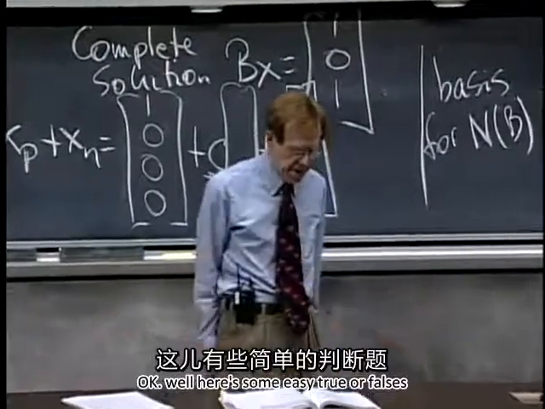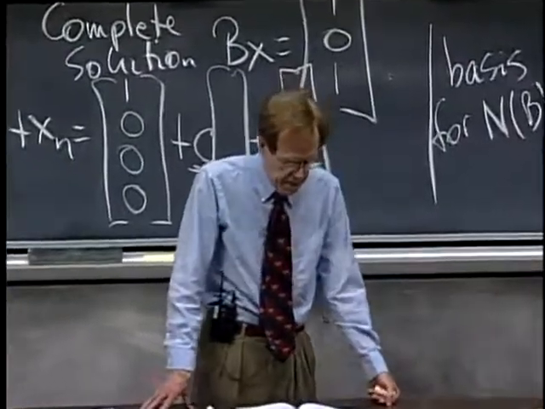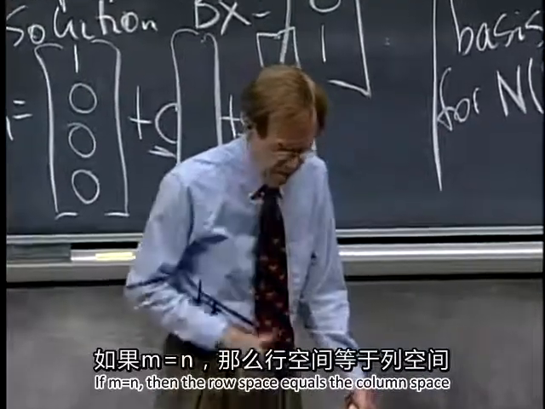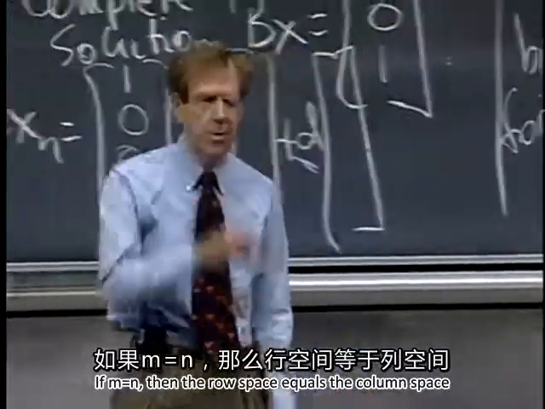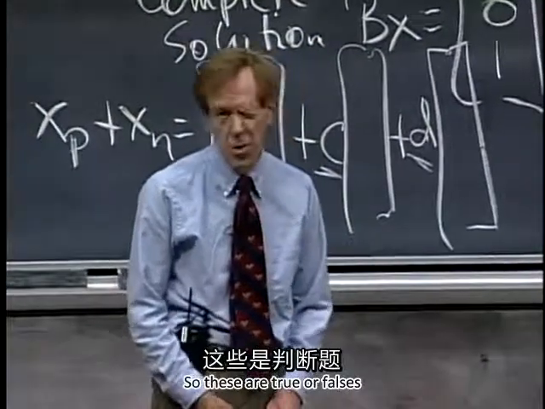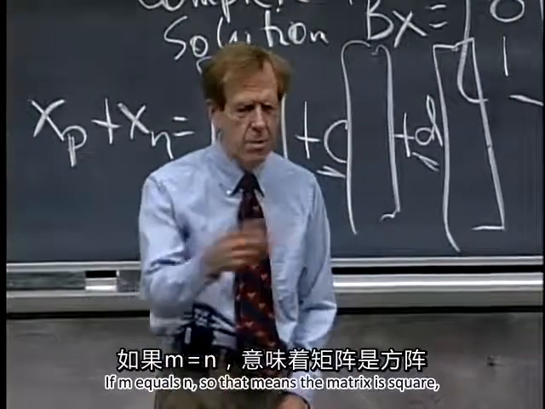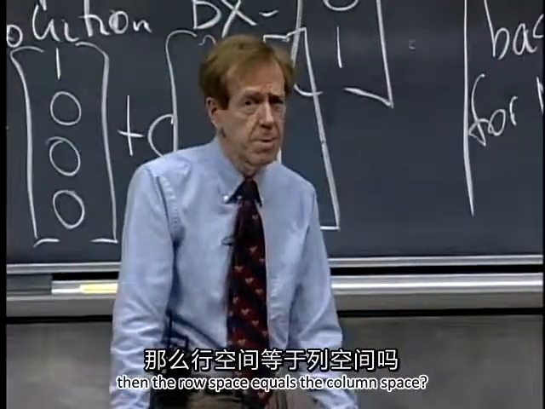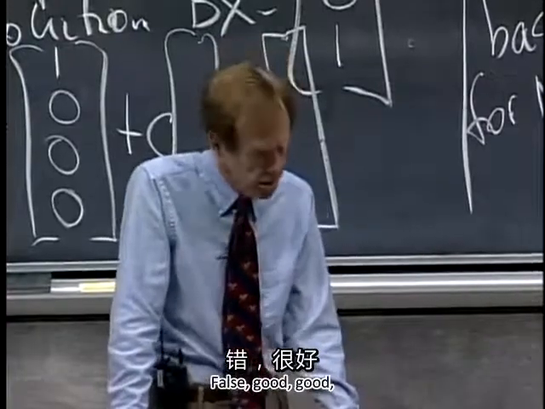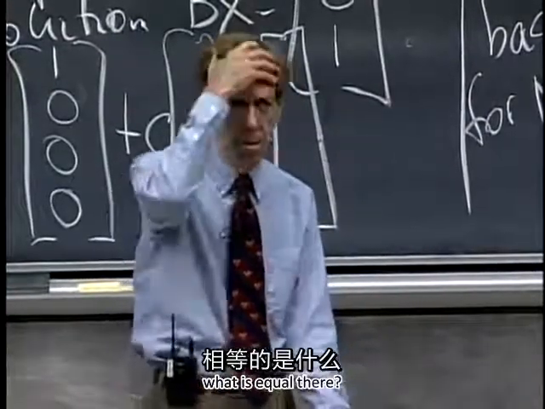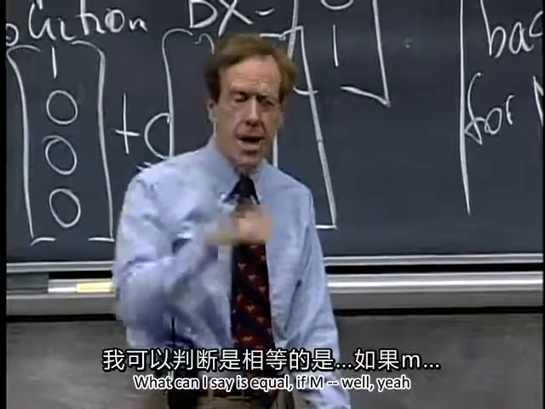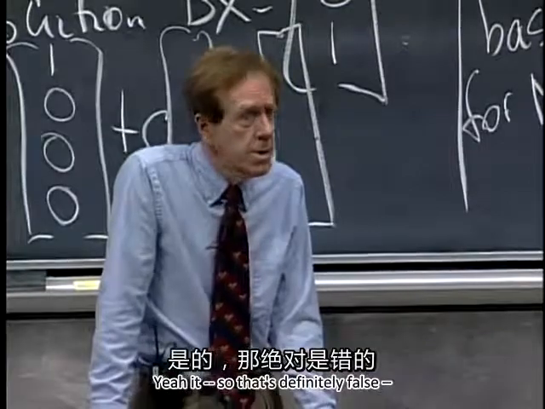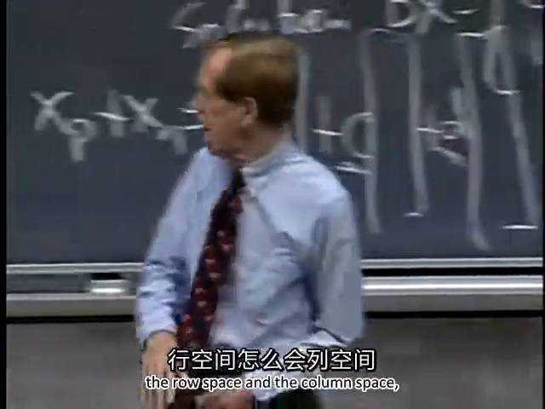Here are some easy true or falses. I don't know why the author put these in here. If m equals n, then the row space equals the column space. If m equals n, so that means the matrix is square, then the row space equals the column space. False. Good. What can I say is equal there? That's definitely false. The row space and the column space.